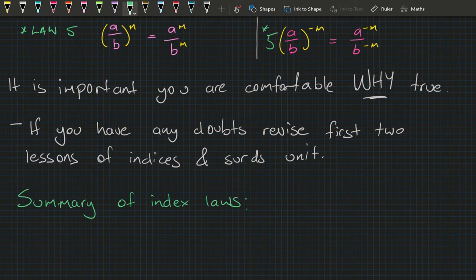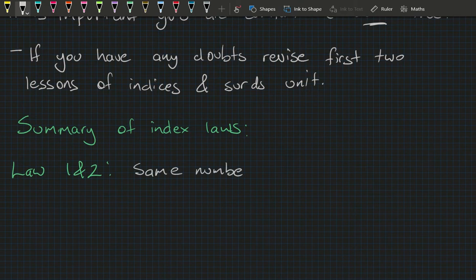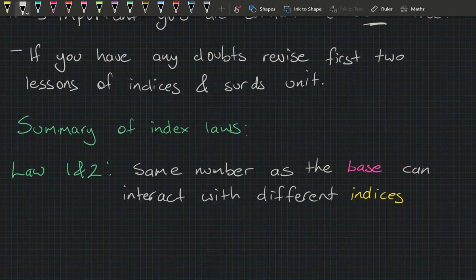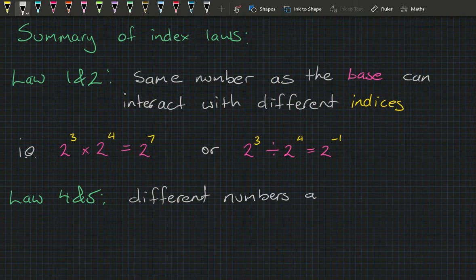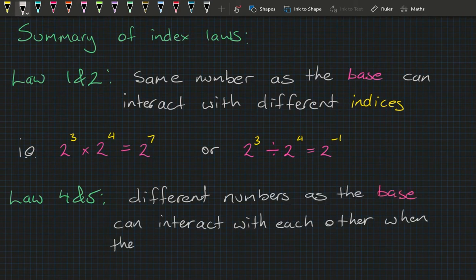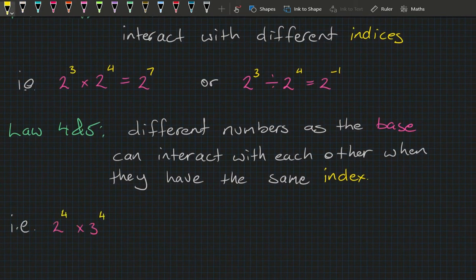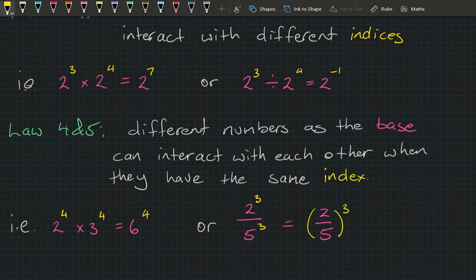So what law 1 and 2 say is, if we have the same number as the base, they can interact even with different indices. So for example, 2 to the 3 times 2 to the 4 is equal to 2 to the 7. Or 2 to the 3 divided by 2 to the 4 is equal to 2 to the minus 1. And what law 4 and 5 were saying is if we have different numbers as the base, they can interact with each other if they have the same index. So for example, 2 to the 4 times 3 to the 4 is equal to 6 to the 4. Or 2 to the 3 over 5 to the 3 is equal to 2 over 5, all raised to the 3. And you might have noticed I skipped law 3.